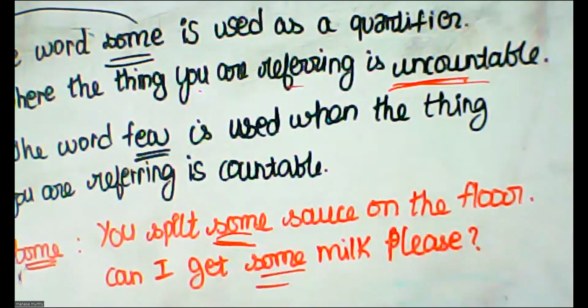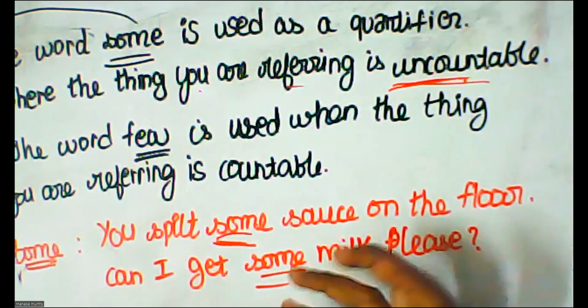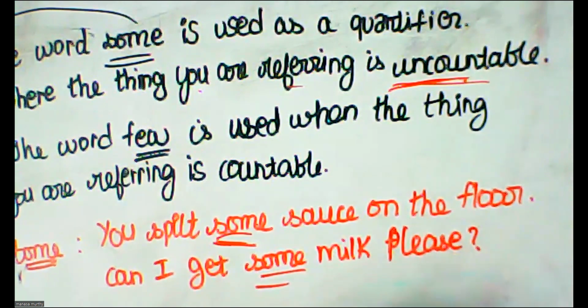இதே வந்து, if I now say you spilled few sauce on the floor, does it make sense? No, it doesn't make sense. The word few doesn't make sense in this sentence. Same way for this example as well. Can I get few milk please? எனக்கு கொஞ்சம் பால் கிடைக்குமா? Can I get some milk please? You see an example for few. So we get to know from these two examples that for an uncountable thing we use the quantifier some.